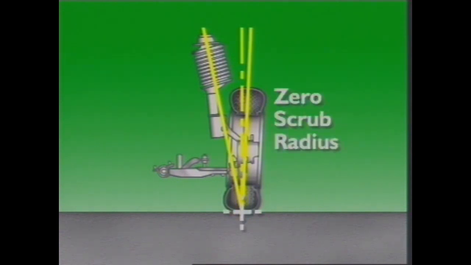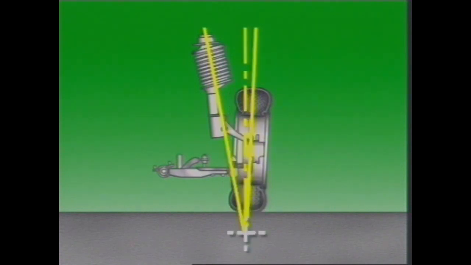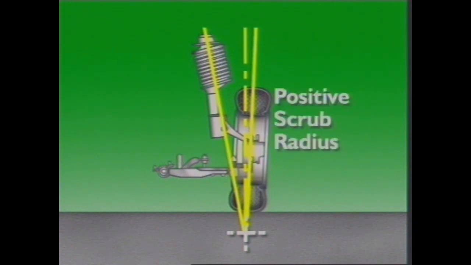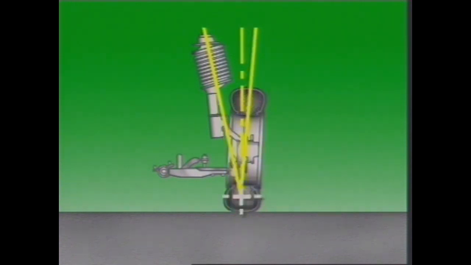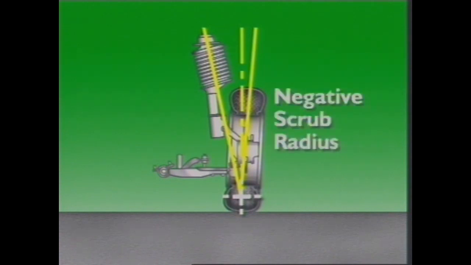If these two lines intersect at the center of the tire at the road surface, then the vehicle is said to have zero offset or zero scrub radius. If they intersect below the road surface, then it has positive offset or scrub radius. If they intersect above the road surface, then it has negative offset or scrub radius.